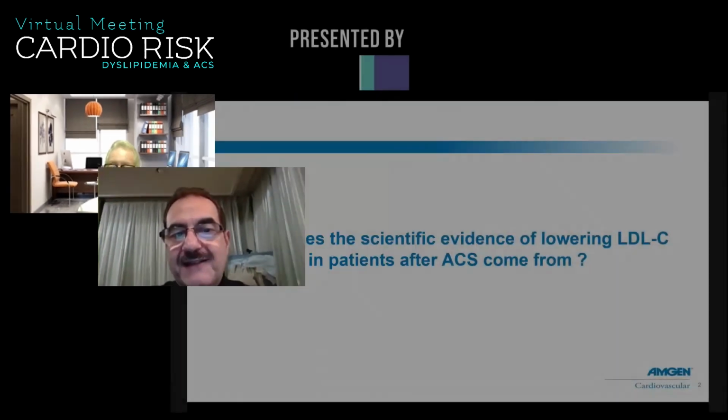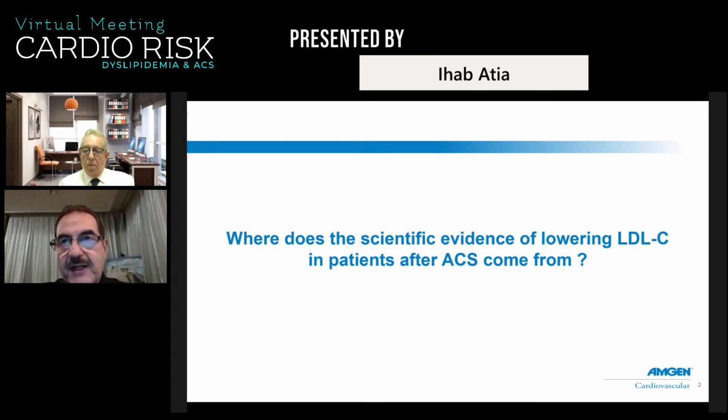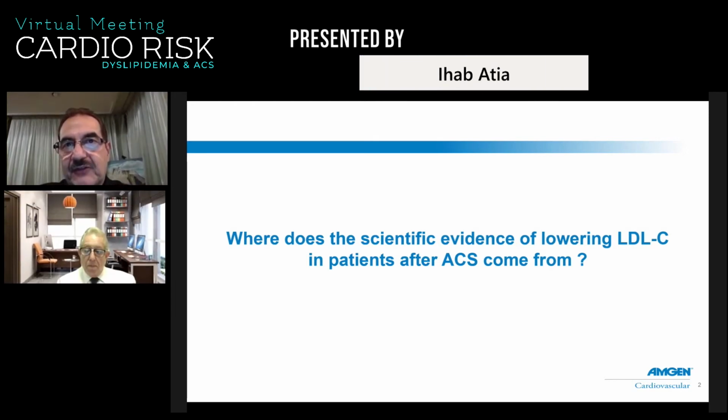Well, to start with, we have to think about where the scientific evidence of lowering LDL cholesterol in patients with ACS comes from. We all know that the data comes from the large statin trials. We have namely 5 adequately powered statin trials that gave this data, so that the guidelines now are recommending initiating high-intensity statin to patients with acute coronary syndrome.